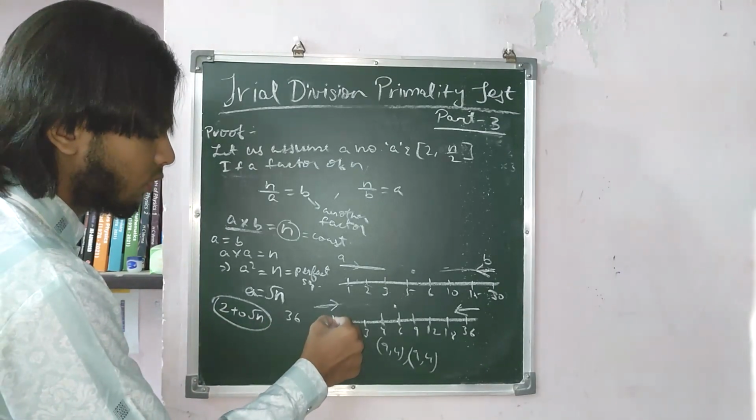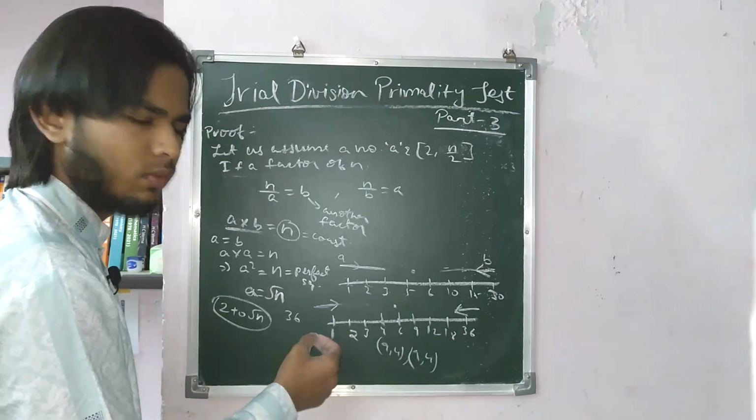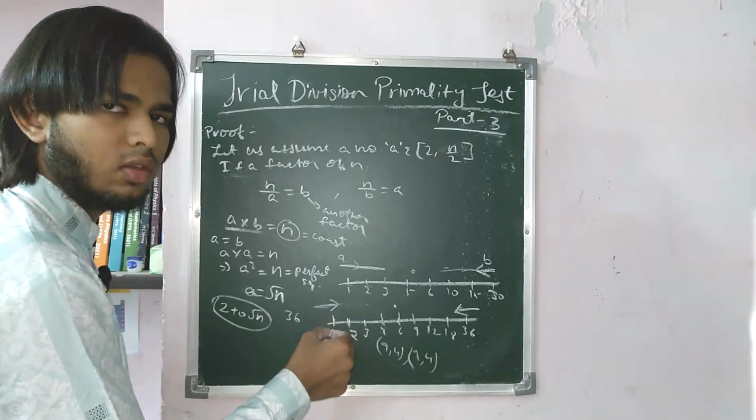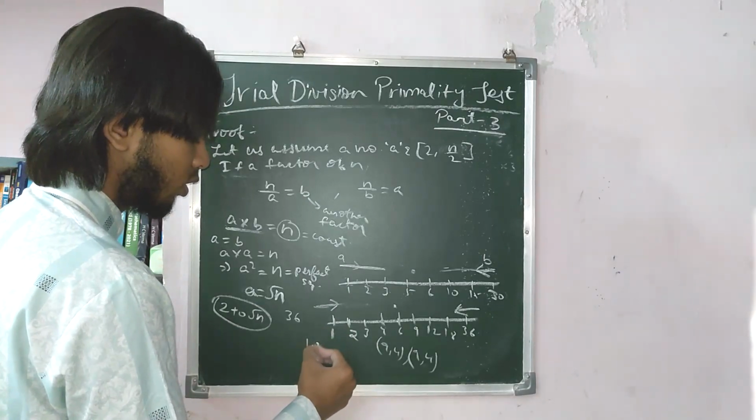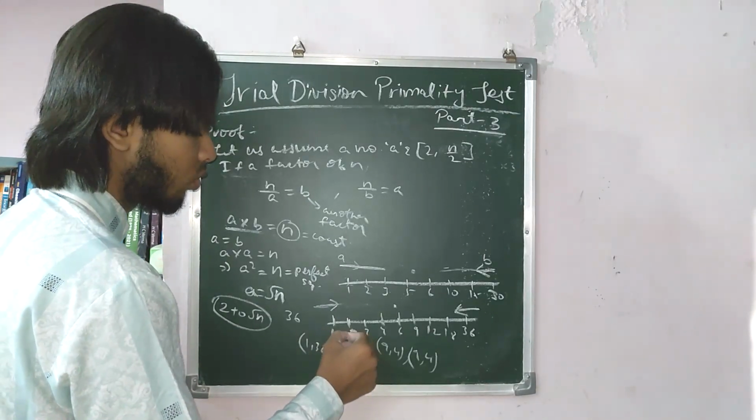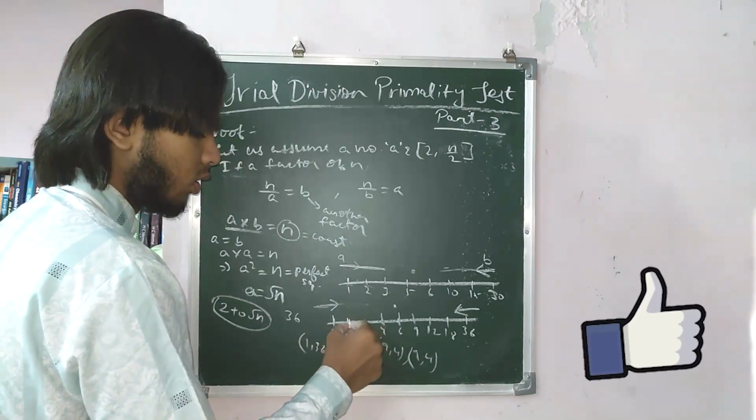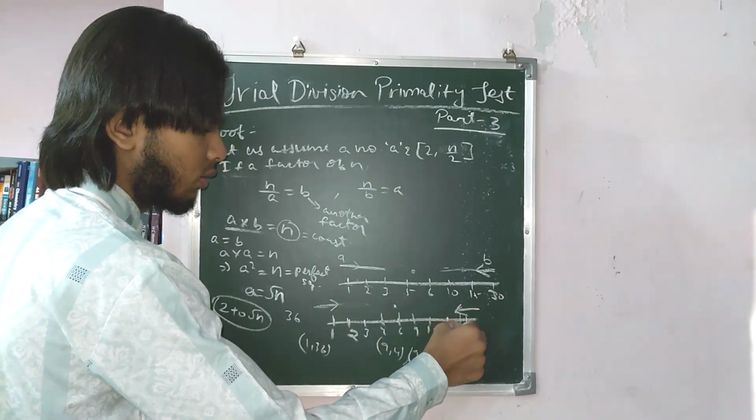We are checking from 1. We are not checking from 1, we are checking from 2, since 1 is a factor of every number, and so we are not counting the pair 1 comma 36. We are moving from 2 up till 35.